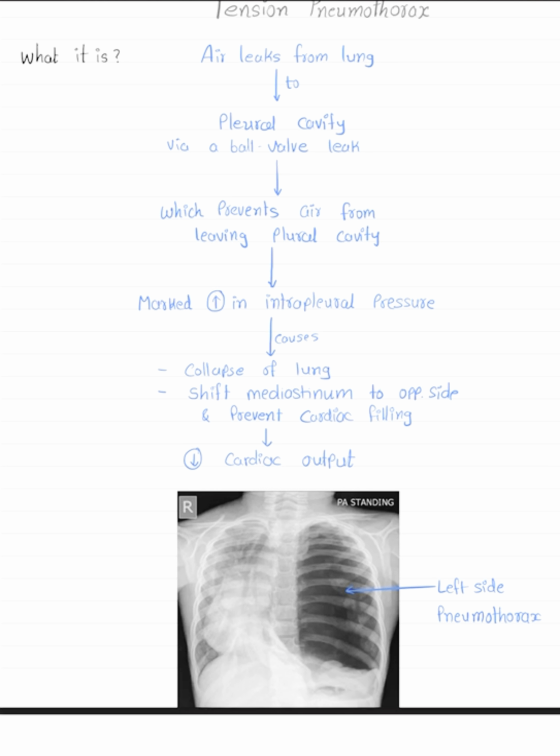So how is this problematic here? Basically the air will be entrapped in the pleural cavity, which will cause an increase in the intrapleural pressure. Now this increase in the intrapleural pressure will cause collapse of the lung, and it will also cause shifting of the mediastinum to the opposite side and prevent cardiac filling, and will eventually result in decreased cardiac output.